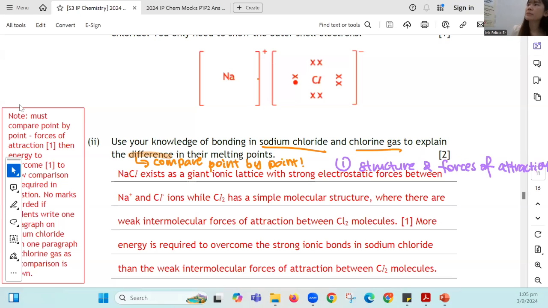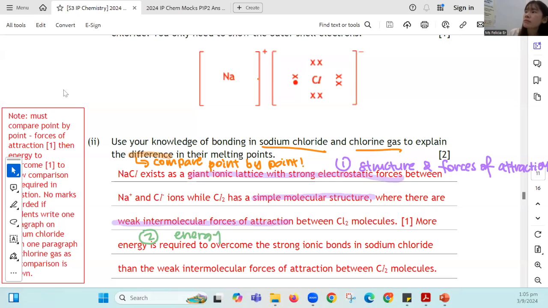Yeah, so you see, for example, for the first one, you say that it has giant ionic lattice structure with strong electrostatic force of attraction, while for the other one, you use the words simple molecular structure with weak intermolecular force of attraction. So you see, you compare on the first point. Then later, you can compare on the second point. So the second point could be about the energy to overcome.